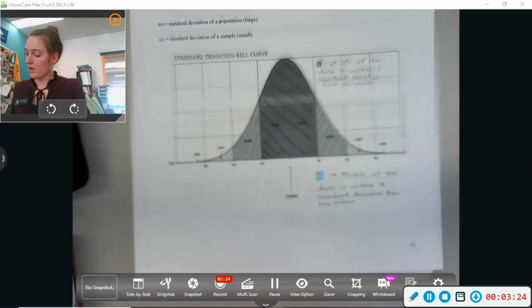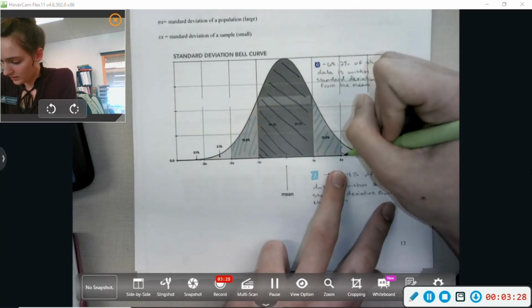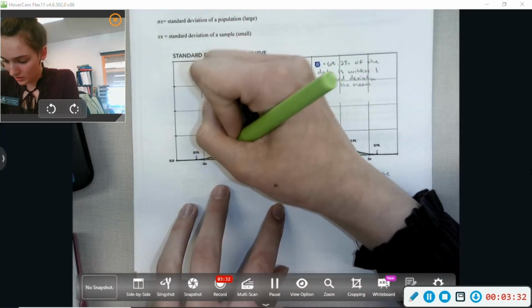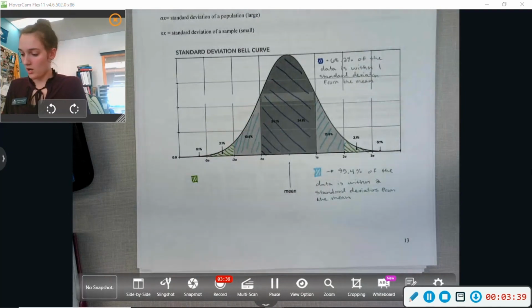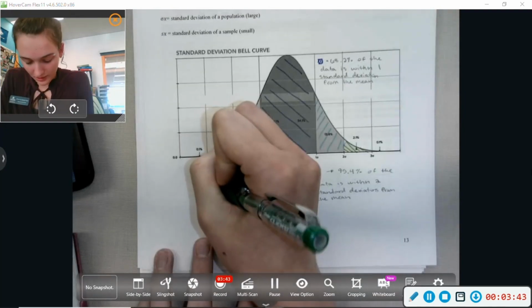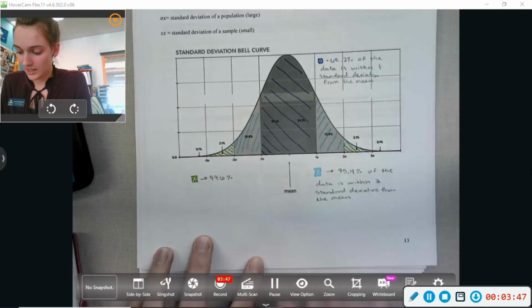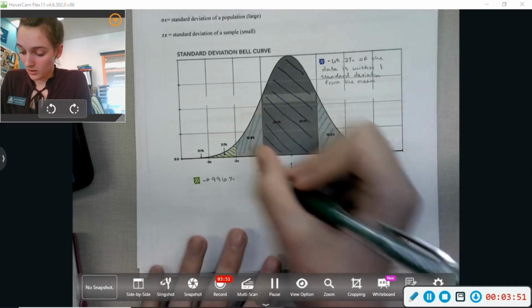Then we also have this section here. This is within three standard deviations from the mean, and so essentially 99.6% of the data is within three standard deviations of the mean.